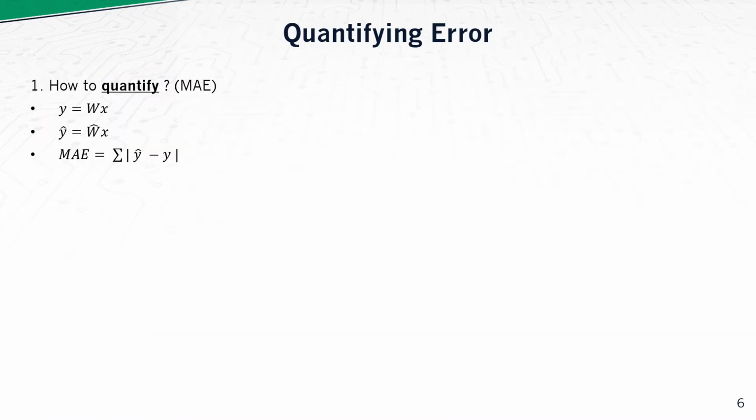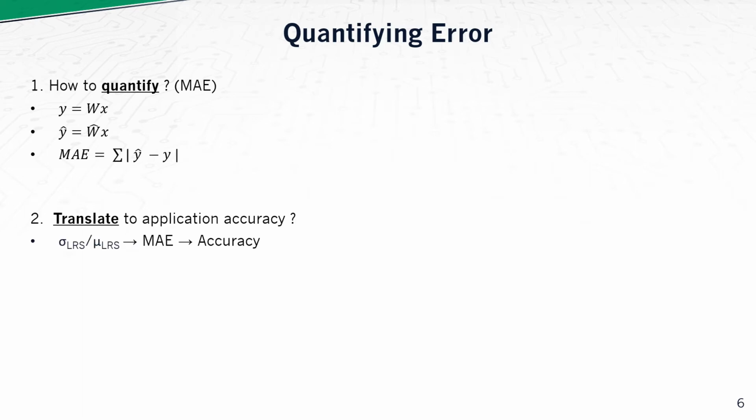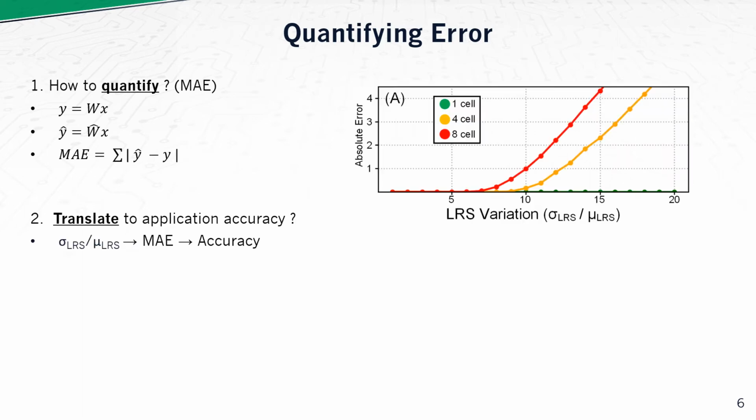So now that we understand that device variation leads to computational error in compute memory, we ask ourselves, how do we quantify this error and how does it translate to application performance? To quantify error, we use mean absolute error, which is the absolute difference between the result of noisy compute memory and correct matrix multiplication. And to translate mean absolute error to application performance, we inject error into a CIFAR-10 simulation and sweep both LRS variation and the number of parallel word lines read by our ADCs.